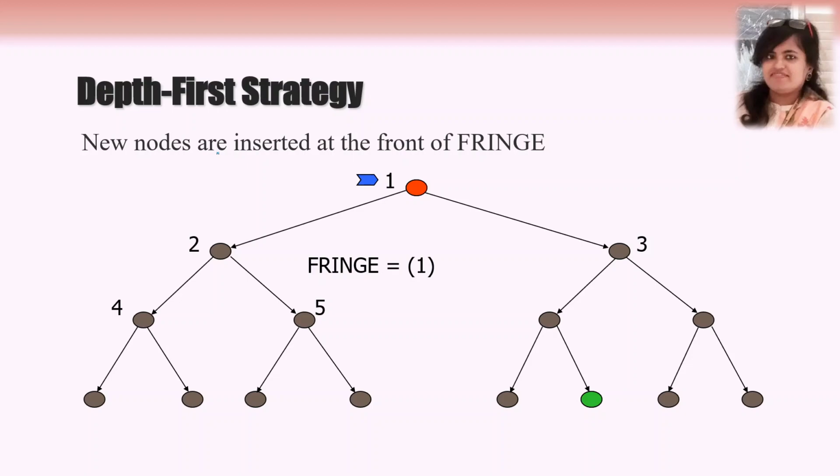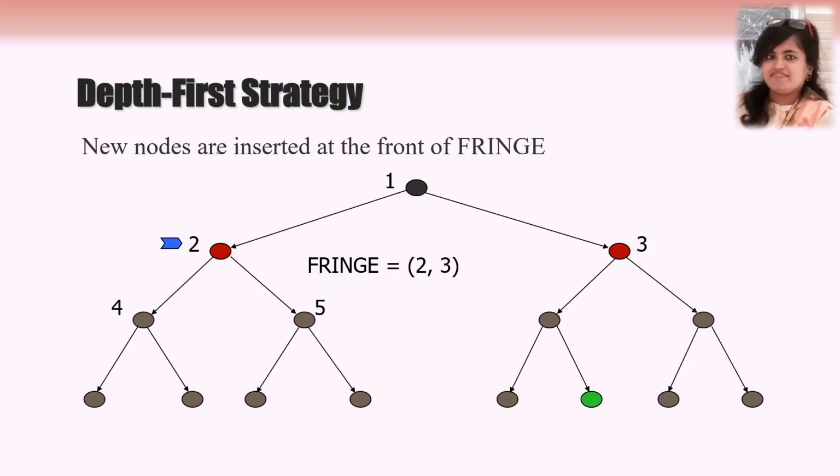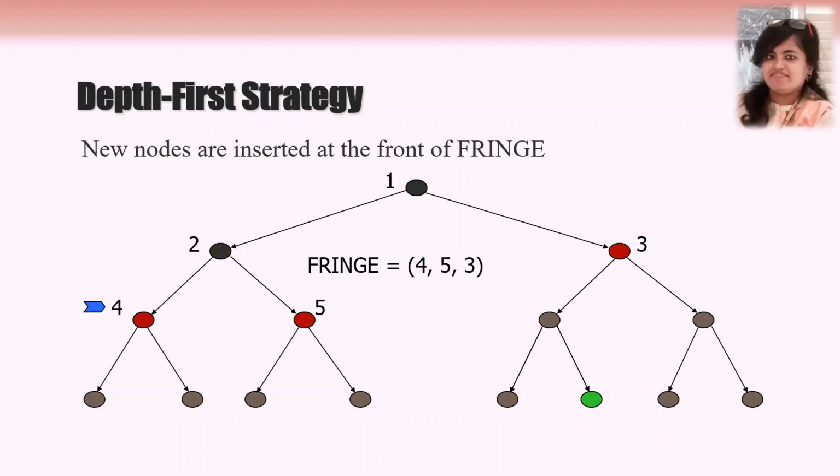Now just check. First the fringe value will be 1. Now the fringe will be the children of 1, that is 2 and 3. That is similar to BFS. Now 2 is at the first position of the fringe, right? So obviously now 2 will be expanded. So we expand 2 and we get 4 and 5.